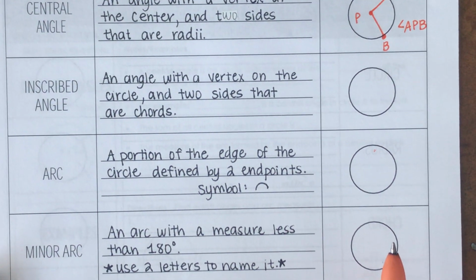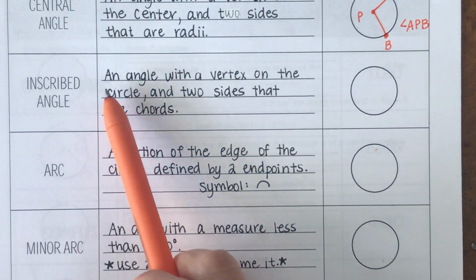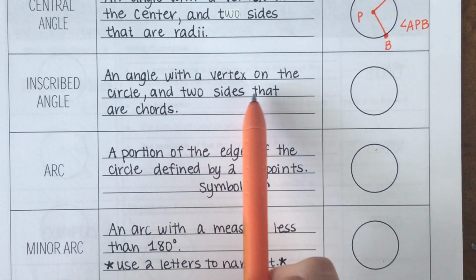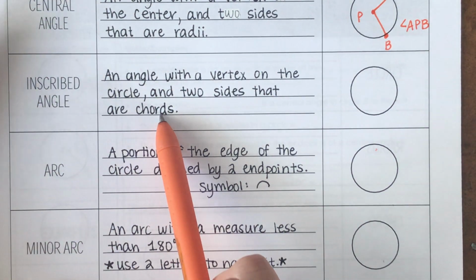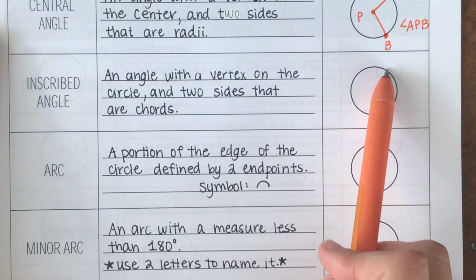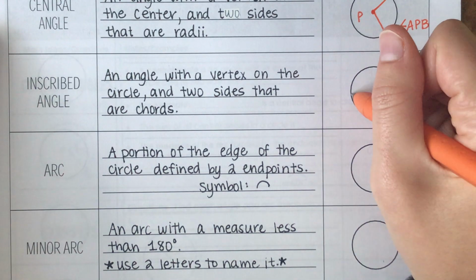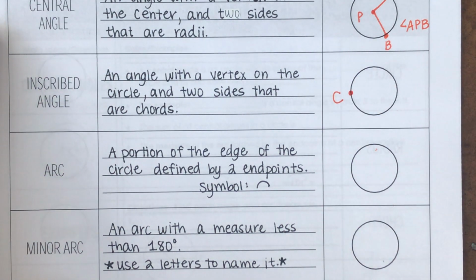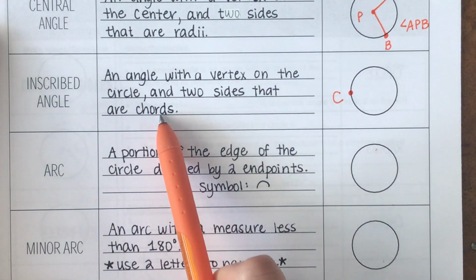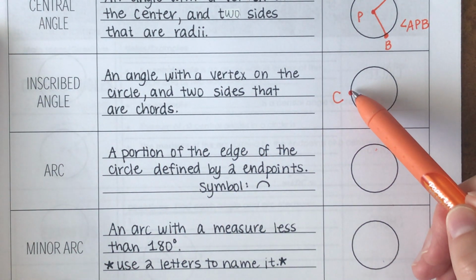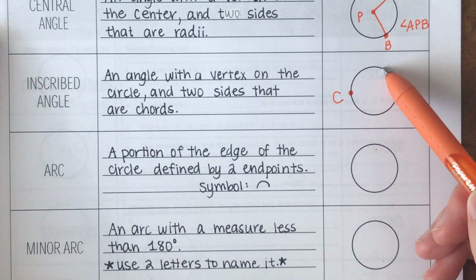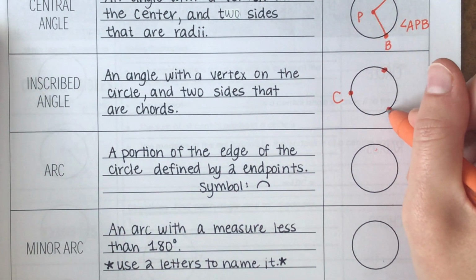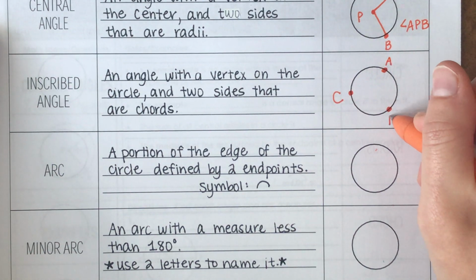Next word is inscribed angle. An inscribed angle is an angle with a vertex on the circle and two sides that are chords. So the vertex is somewhere on the circle. I'll call this point C here. The other two sides are chords. Chord just means it goes from one edge of the circle to another edge of the circle. So maybe I have a point here and a point here.